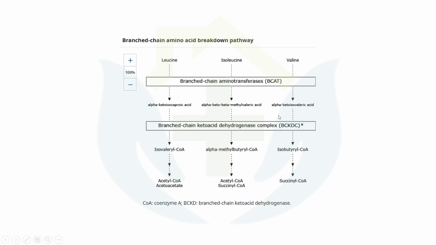Then the next is the dehydrogenase, after which the pathway gives acetyl CoA or succinyl CoA, the final metabolites. They go into the Krebs cycle or other cycles. So the deficiency of the branched-chain dehydrogenase complex causes maple syrup urine disease.